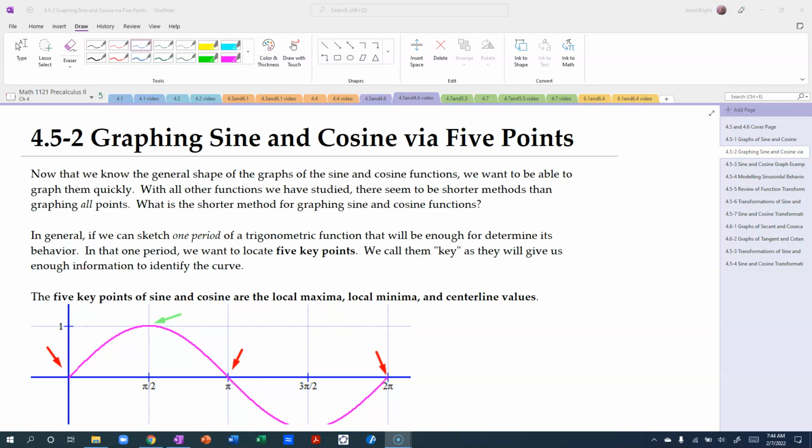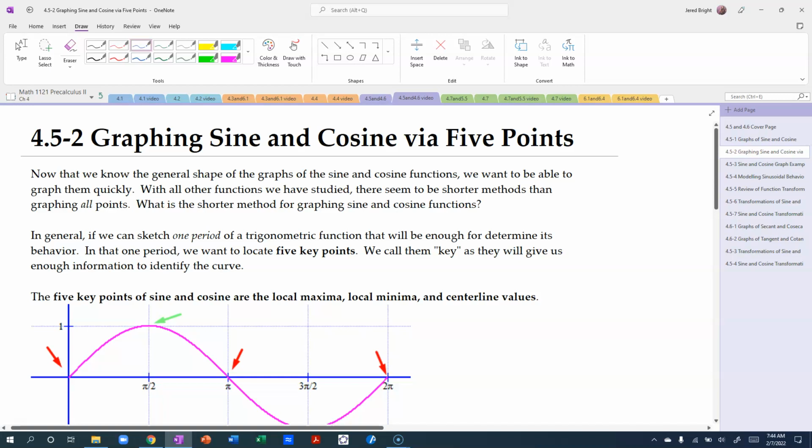Welcome back, Professor Bright here, and we are going to talk about graphing sine and cosine functions via 5 points. This is a method to graph sine and cosine in general. Last video we saw the basic way to graph sine and cosine using a table approach, inserting angles, calculating the outputs of each function, and then putting those on a graph, right?